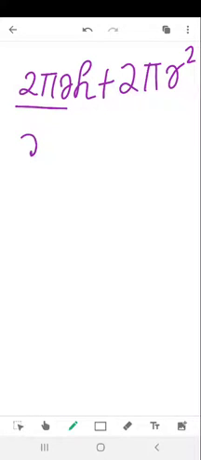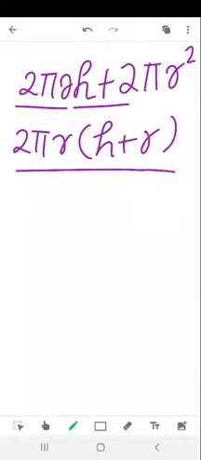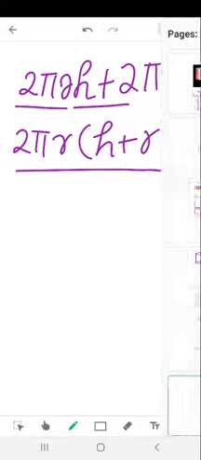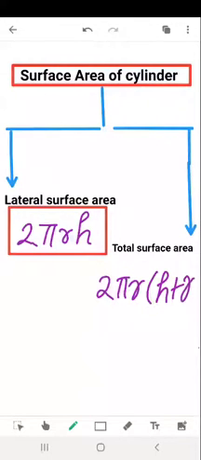Now we are just going to simplify it. 2 pi r h plus 2 pi r square. What can we take common? 2 pi r. And what has been left? h is left here and r is left here. So this is the formula for the total surface area of a cylinder, that is 2 pi r (h plus r).